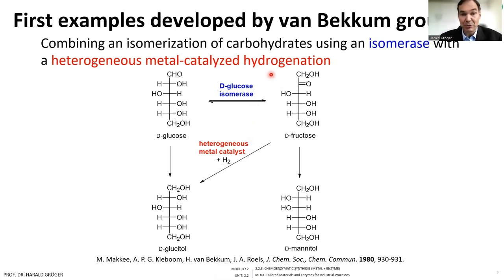The isomerization here was catalyzed by an enzyme, a glucose isomerase, which catalyzes the interconversion of glucose and fructose. When combining this enzymatic step with a hydrogenation process, by converting glucose to fructose, it was also possible to get a preferred excess of mannitol, for example. This very nice example showed that in principle, it is possible to combine an enzyme with a chemocatalyst in a one-pot fashion. It also shows us that these catalysts, at least to some extent, can be compatible with each other. In the following years, this idea to combine isomerization and derivatization has then broadly expanded.